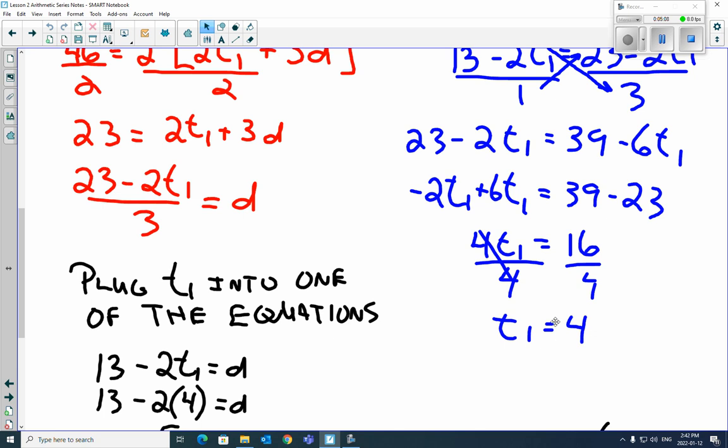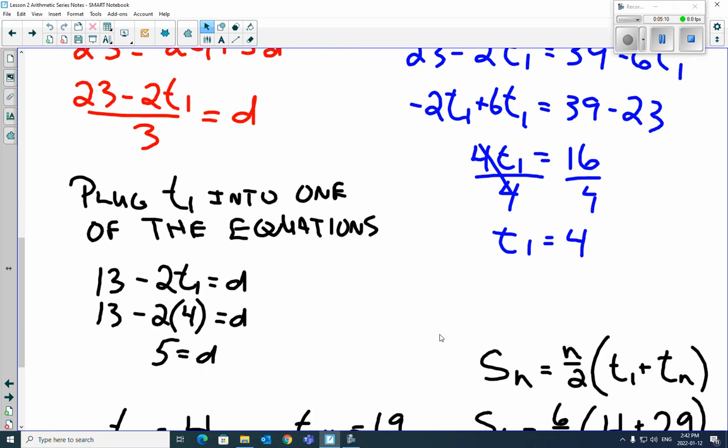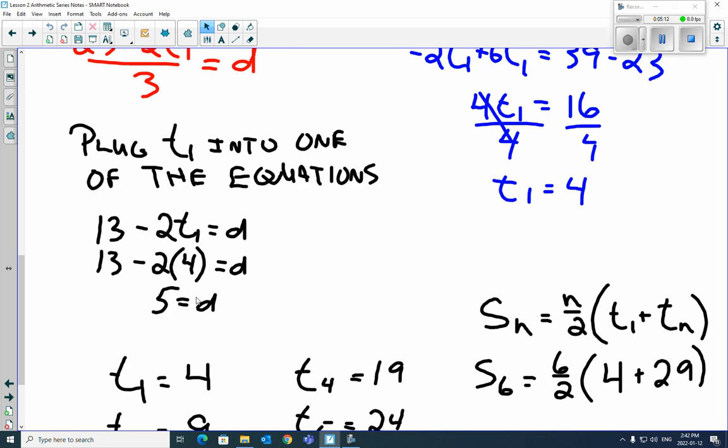Now, if you know the first term, you can plug it into either one of those equations to figure out what the common difference is. It doesn't matter. Remember, that's the deal with systems of equations. You plug it in, you find out D, the common difference. So now we know the first term, and now we know what the common difference is.